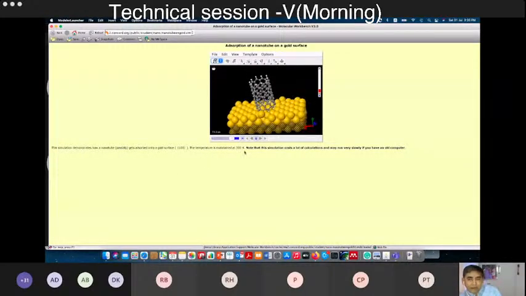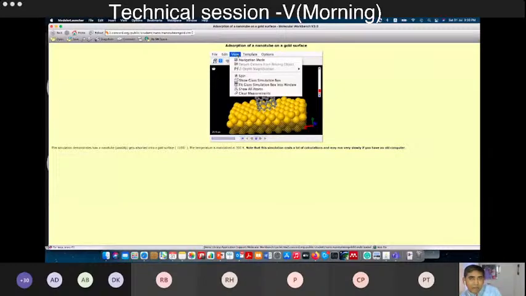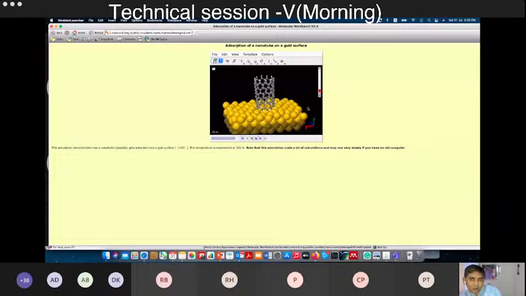Note that this simulation costs a lot of calculations and may run very slowly if you have an old computer. So yes, you need to have a lot of memory to run this type of calculation. In my system, I have 16 gigabyte RAM, so it runs automatically, but some systems will have difficulty running it. If you have 2 GB or 3 GB RAM, it will not, because you see, this is calculations. So a lot of Monte Carlo simulation calculations are performed to finally get these simulations.